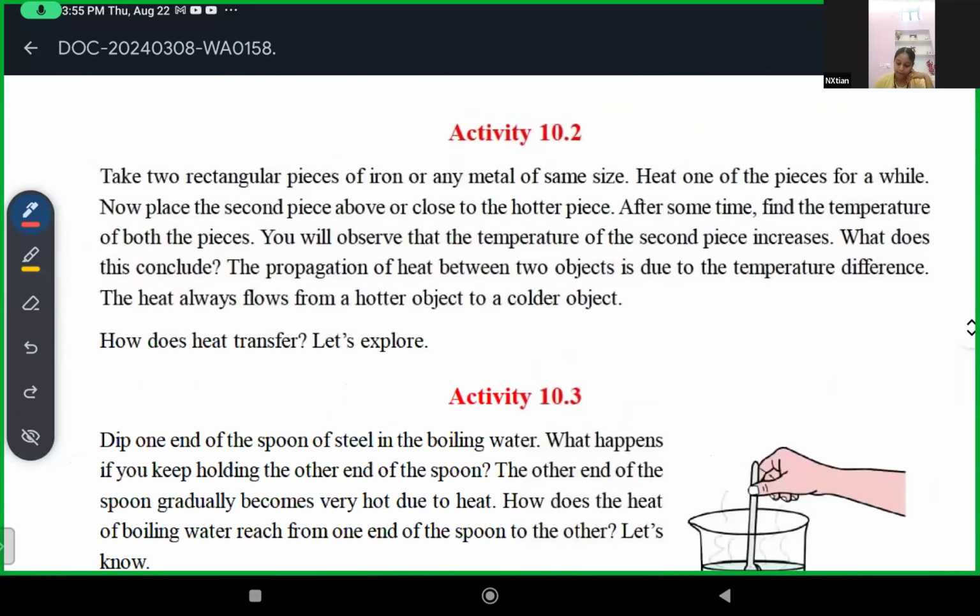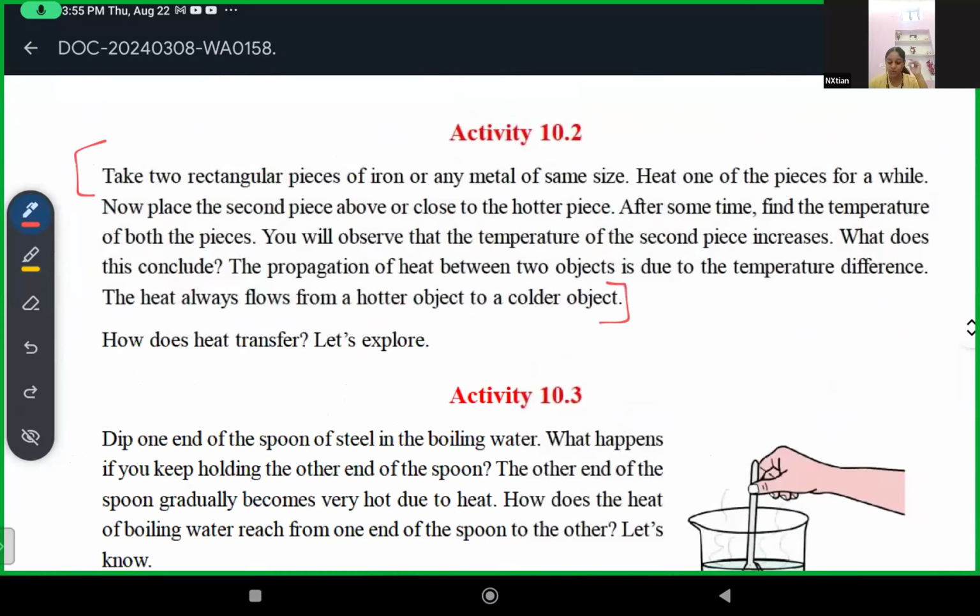So this is an activity where they've taken two rectangular pieces of iron or any metal of the same size. They heated up one piece. Now they placed the second piece of iron or any metal close to it, either beside or on top of it. They measured the temperature of the second piece before placing it near the heated piece. After placing it on top of it or very close to it, its temperature will increase.